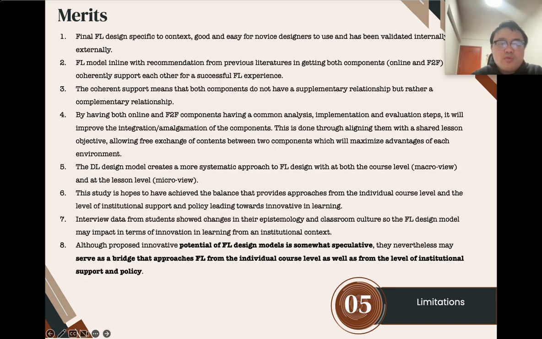There are also quite a number of merits for this research. The final flipped learning design is specific to the context, good and easy for novice designers to use because it has been validated internally and externally. The model is in line with recommendations from previous literature.